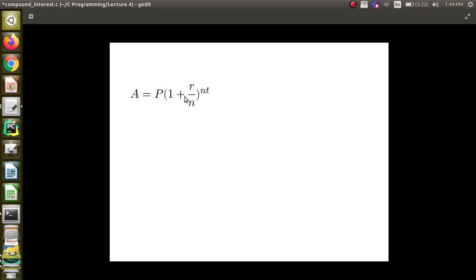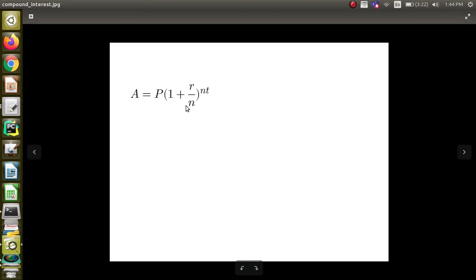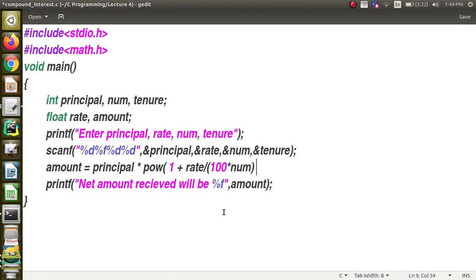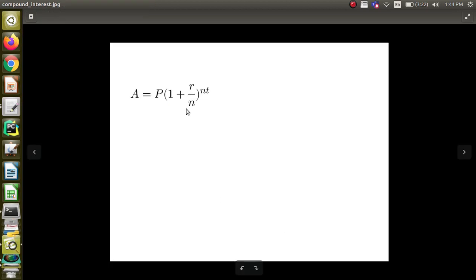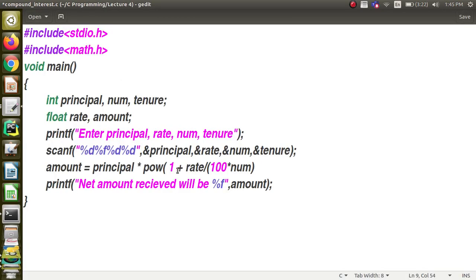Though the formula does not have 100 in the denominator, we have to do it because we know that rate of interest will be entered by the user as a percentage, and when you have to find out the amount, you have to divide it by 100, right. So you are saying rate by 100 into num. This will be the first argument for the power function. You have to find out this 1 plus r by n, the whole power n into t, right. So this is the first one, comma, and the second argument will be n into t. n is num here and t is tenure.